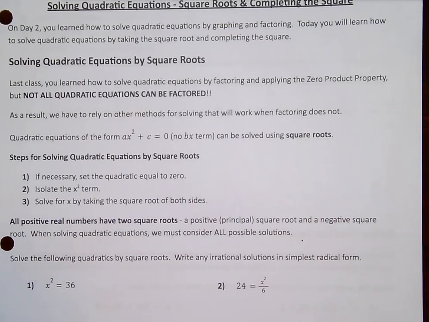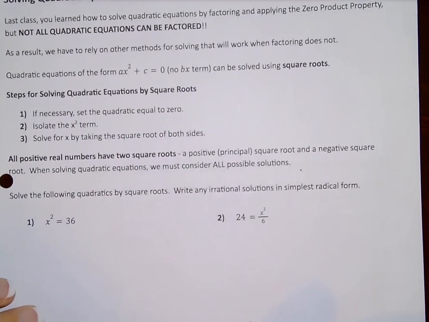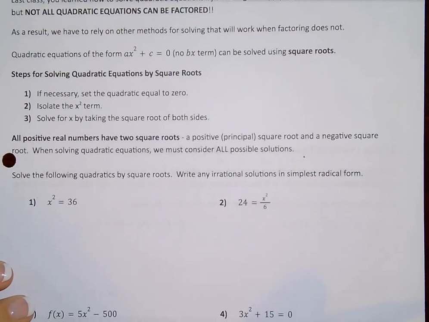So for this unit, we now are going to think about all of the solutions that we could possibly have. So here we are. We're going to solve the following quadratics using square roots. You're going to write any irrational solutions in the simplest radical form. I'll try to remind you as we go through which of our solutions would be irrational.